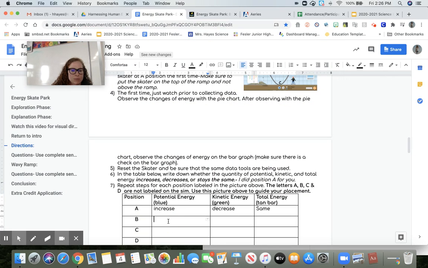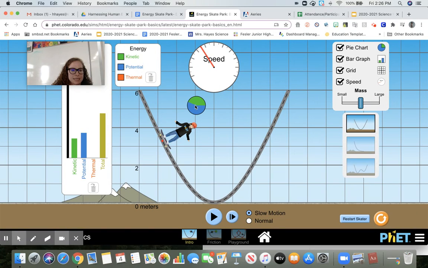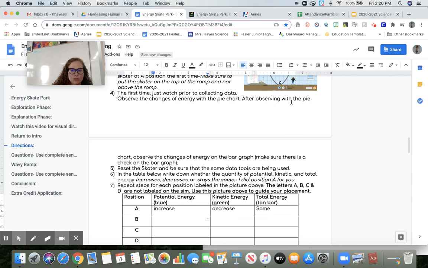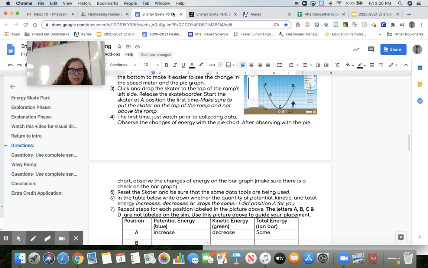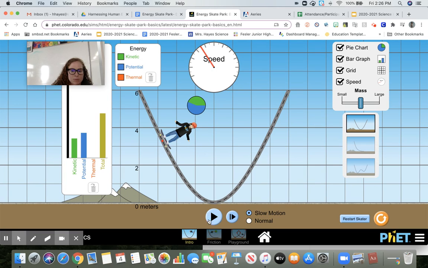So that's what I would put here. The green was at none, and now we have some green, so the green is increasing. And notice the total is not changing. It's staying the same. Watch it. Now I'm going to let him go, and then I'm going to pause it when he gets down to the bottom, because that's what it shows me over here. That's C. So I'm going to press play and pause.